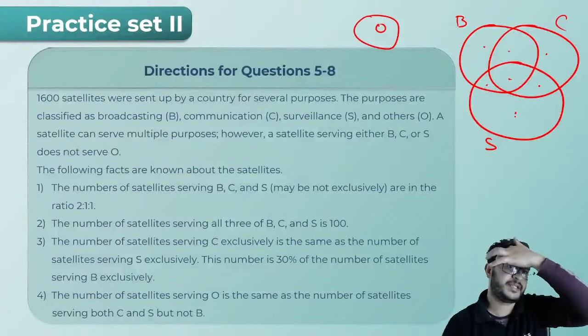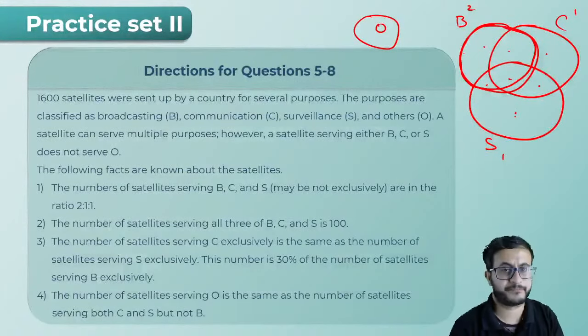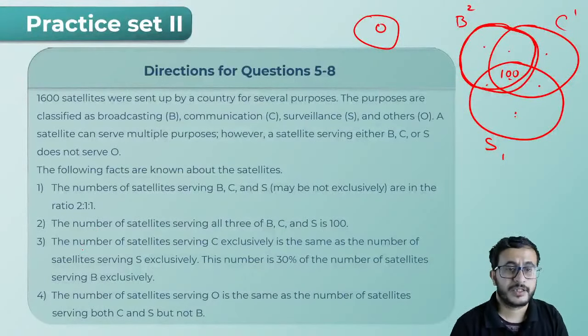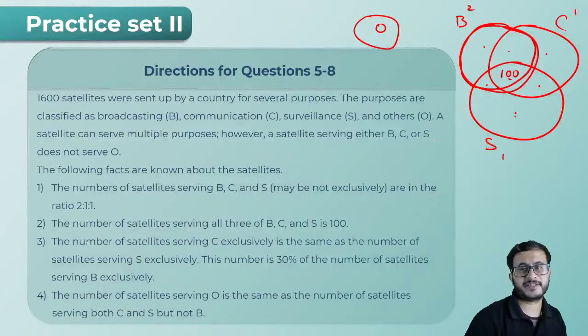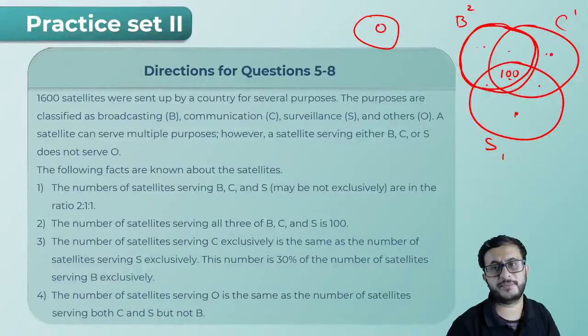Now it is saying the number of satellites serving B, C and S, not necessarily exclusively, are in the ratio 2:1:1. So the B ratio, C ratio, S ratio is 2:1:1. The number of satellites serving all three of B, C and S is 100. So this common portion is 100. That is given. The number of satellites serving C exclusively is the same as the number of satellites serving S exclusively. So these values are the same. This number is 30% of the number of satellites serving B exclusively.